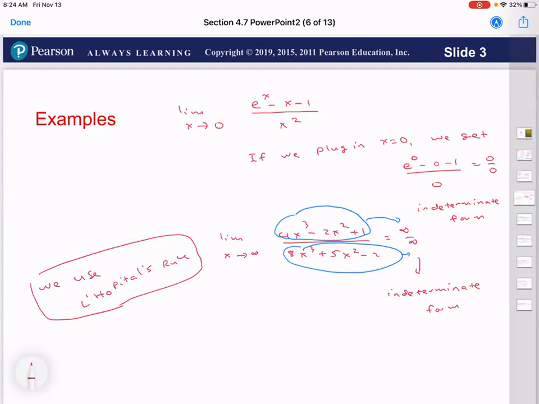But we have more forms which I'll tell you later. But let's begin with this. If we have 0 over 0 or infinity over infinity or negative infinity over positive infinity or positive infinity over negative infinity, we use L'Hopital's rule. Okay. Understand that? Good. Any other further questions?